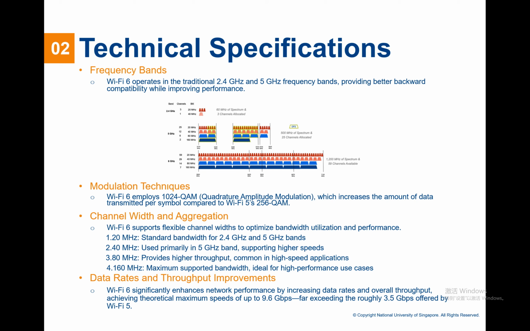For data rates and throughput improvements, Wi-Fi 6 significantly enhances network performance by increasing data rates and overall throughput, achieving theoretical maximum speeds of up to 9.6 Gbps, far exceeding the roughly 3.5 Gbps offered by Wi-Fi 5.